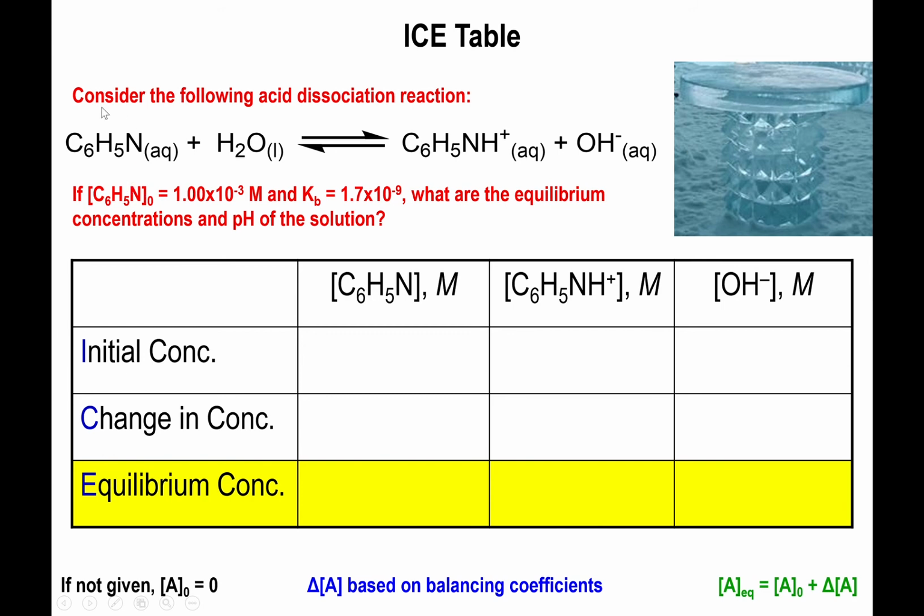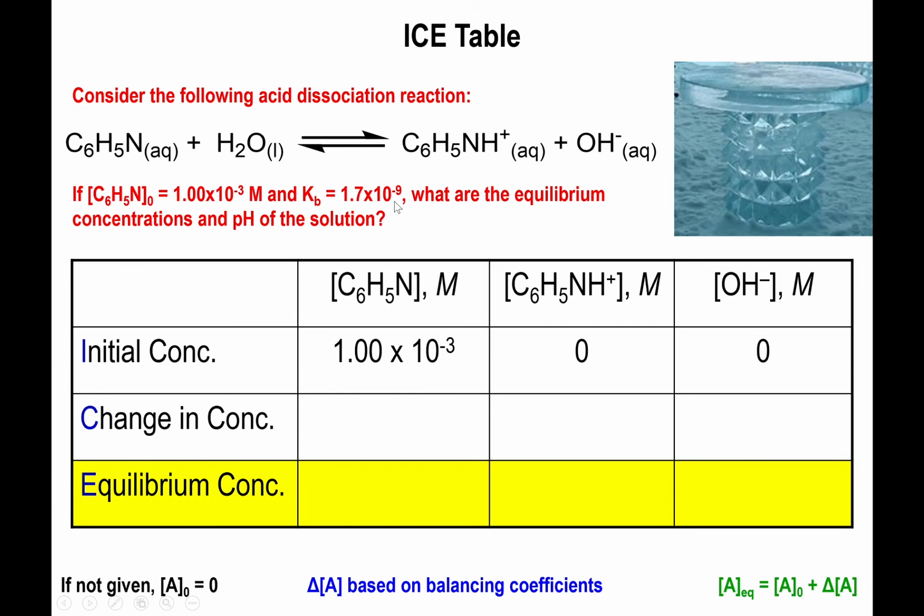Alright, so here we have a base, a nitrogen base. This is pyridine, and that's reacting with water to yield pyridinium and hydroxide. We're being told that the initial concentration is 10 to the negative 3 molar, and the Kb, which is what's telling you that this is a base, the Kb of pyridine is 1.7 times 10 to the negative 9.